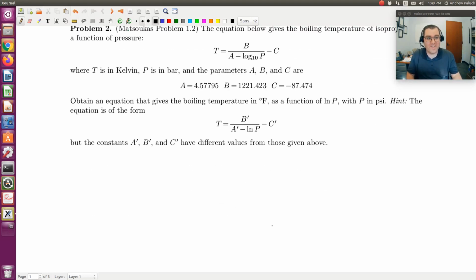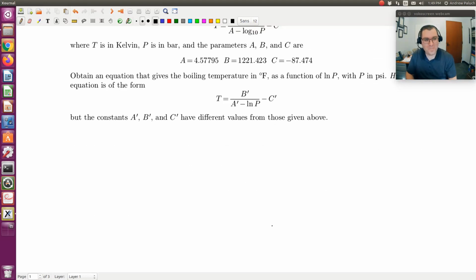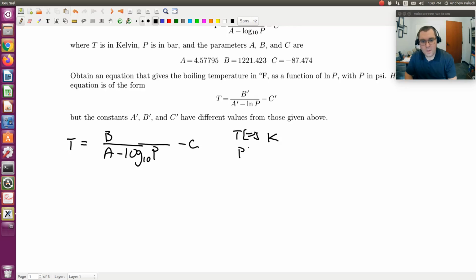Okay, so let's do it. Let's give it a try. All right, let's go all in. And so again, basically what we have is the equation T is equal to B divided by A minus log base 10 of P, minus C, where in our starting equation temperature is in Kelvin and pressure is in units of bar.